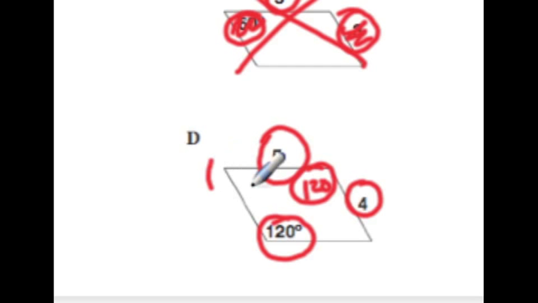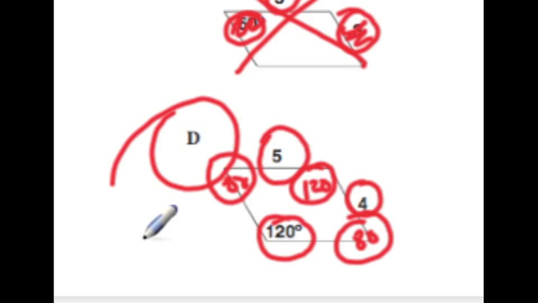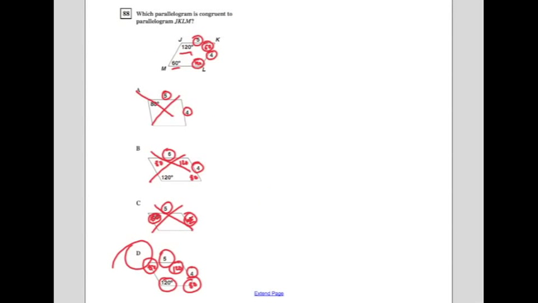And remember, these two angles that are left over are congruent as well. So we have 240 degrees of angles already in the parallelogram. We only have 160 degrees of angles left. It has to be 80 and 80, which means it matches up perfectly with my first parallelogram. The correct answer for this is D.